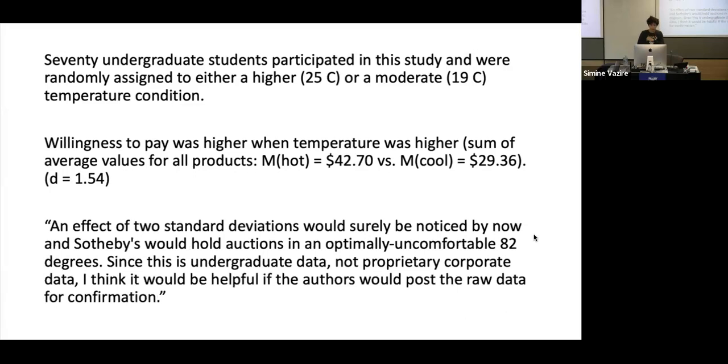And they wrote an effect of 2 standard deviations, which I think might have been one of the other studies. This one was only 1.5, would surely be noticed by now. And Sophie's auctioneers would hold auctions in an optimally uncomfortable 82 degrees, which is 25, I think, Celsius. Since this is undergraduate data, not proprietary corporate data, I think it would be helpful if the authors would post the raw data for confirmation.